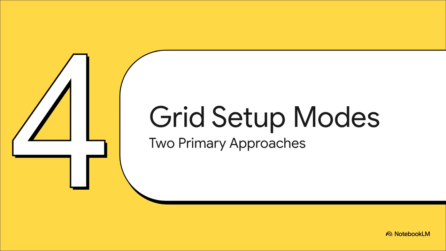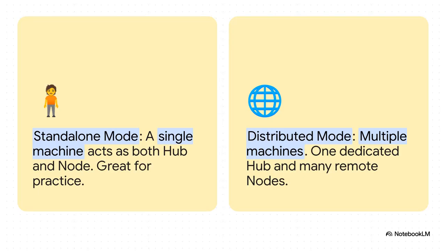Now, for the final piece of the puzzle. We know the what and the why, so let's talk about the how. How do you actually get a Selenium Grid up and running? Well, there are two main ways to do it. First up, we have standalone mode. Think of this as the easy button. With just one command, your own computer becomes both the hub and a node. It's absolutely perfect for learning or just doing some quick practice locally. Then you have the real deal, distributed mode. This is the setup for serious large-scale testing, where you have one dedicated hub machine and lots of separate node machines connecting to it from all over.